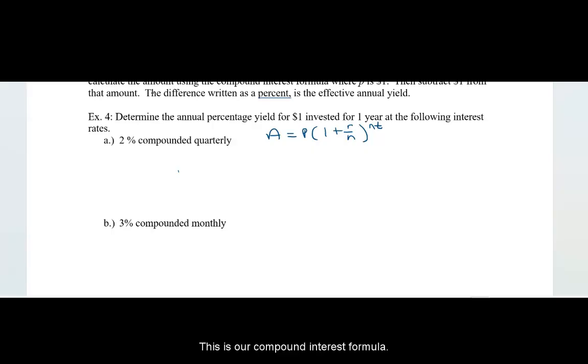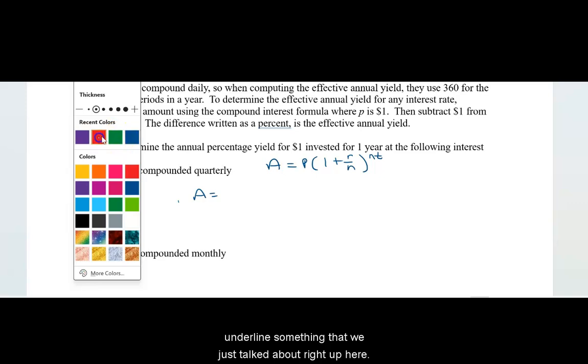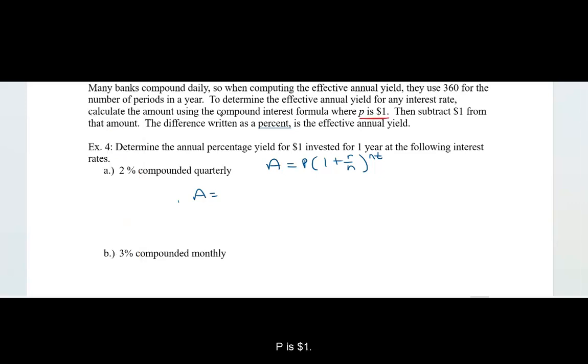This is our compound interest formula. But what we're looking at here is just for 1 year. So we're going to have A equals, and let me go back real quick and scroll up and underline something that we just talked about. Right up here, P is $1. So P is $1, and I'm going to stay here while I work through this problem. All right, our interest rate is 0.02.